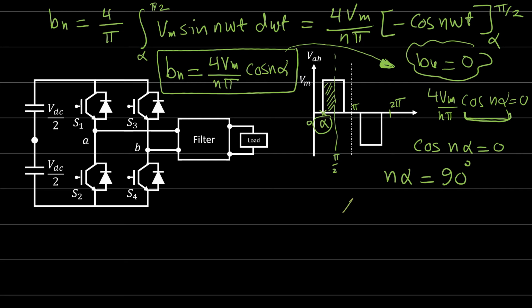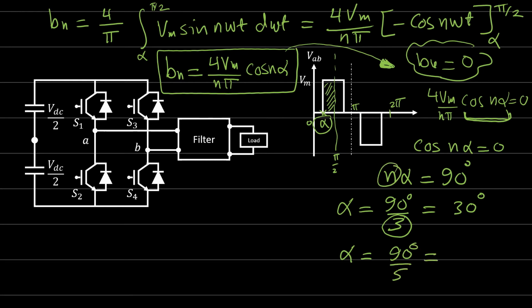So alpha value can be equal to how much? 90 degrees over 3, right? So this will be 30 degrees. So if we start our square wave, if we use our modulation technique to start at alpha equals 30 degrees, at this point we can eliminate the third harmonic. Okay, only the third harmonic. Now, if you want to eliminate the fifth harmonic, we can say alpha is equal to how much? 90 degrees over 5, because n at this point is equal to 5. So this is 90 over 5. It's how much? 18 degrees.